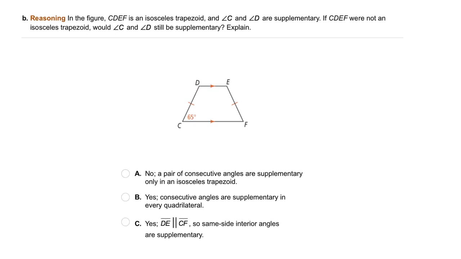In the figure, CDEF is an isosceles trapezoid, and angle C and D are supplementary. If CDEF were not an isosceles trapezoid, would angle C and angle D still be supplementary? Explain.